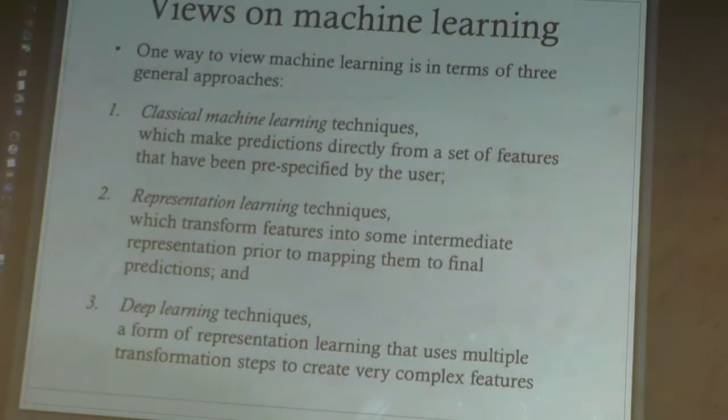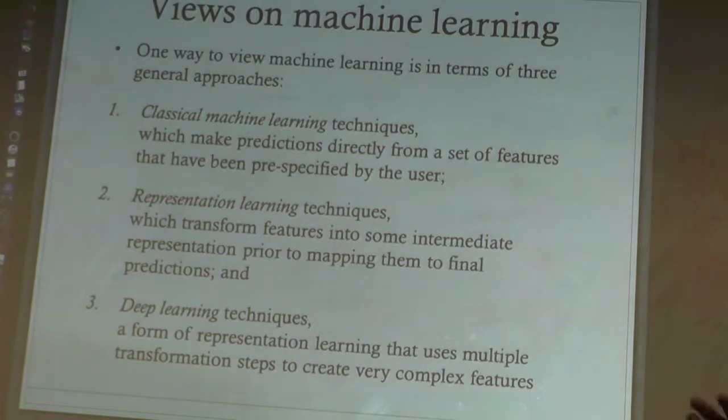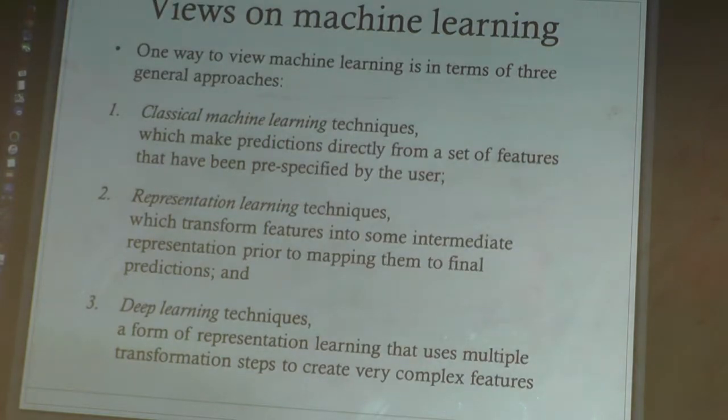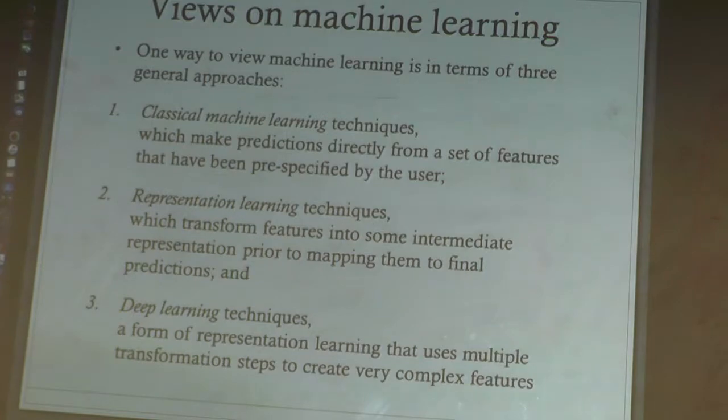And before we talk about the cost, we can actually view machine learning in three different approaches. There's the classical machine learning techniques, and we use this to make predictions directly from the set of features. The second type is representation learning, which transforms the features into an intermediate representation before you can then make a prediction.